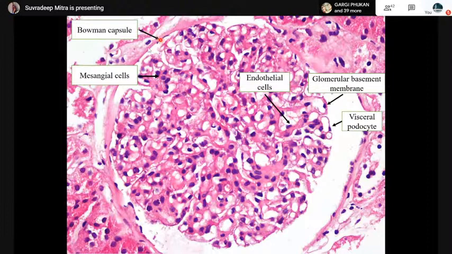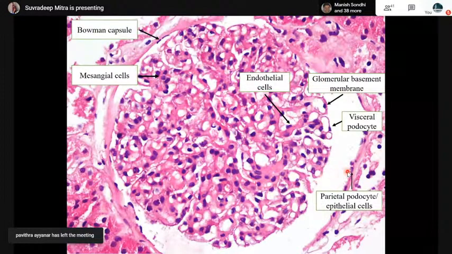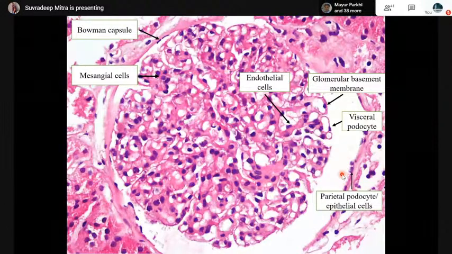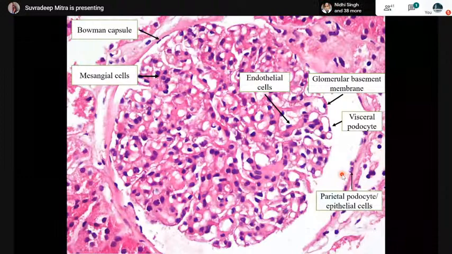Now I have already shown you this Bowman's capsule. And lastly, the parietal podocytes or the parietal epithelial cells. I just want to tell you that unlike visceral podocytes, parietal podocytes and parietal epithelial cells are not entirely the same thing. For theoretical purposes, parietal epithelial cells are the cells which are lining the Bowman's capsule, whereas a parietal podocyte is the cell which connects the Bowman's capsule with the glomerular basement membrane, which means it has the properties of both a parietal epithelial cell as well as the visceral podocyte. So it stays somewhere in between and emanates its foot processes towards the Bowman's capsule as well as over the glomerular basement membrane. So these are called parietal podocytes.